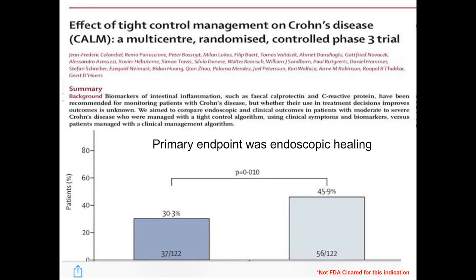And this is one of the latest very big studies that was just recently published, the CALM study, the effect of tight control management of Crohn's disease, a multicentre randomized phase 3 study in Europe. The primary endpoint was endoscopic healing, and as you can see, among those that were managed clinically, about 30% had endoscopic healing, versus those managed using endoscopy and calprotectin, close to 50% had endoscopic healing.